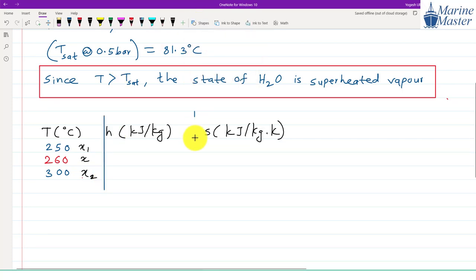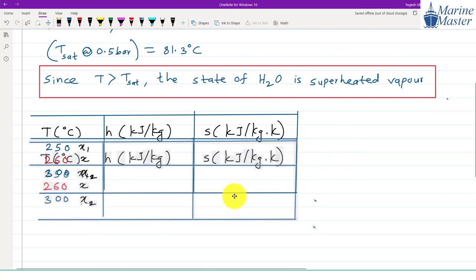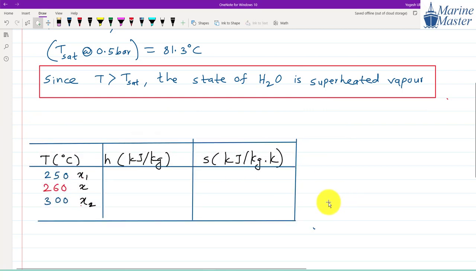One minute, let me complete the table properly. Now tell me, at what pressure are we forming this table? At the top of the table we always write down the pressure of the table. This table we are forming at P equal to what pressure? At a pressure of 0.5 bar we are forming this table.